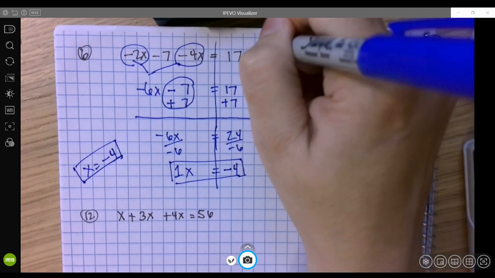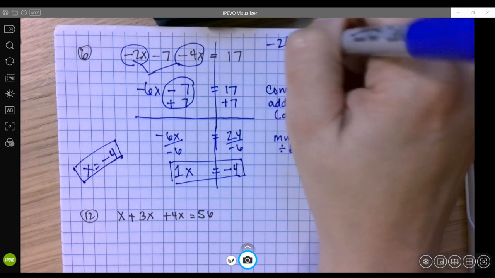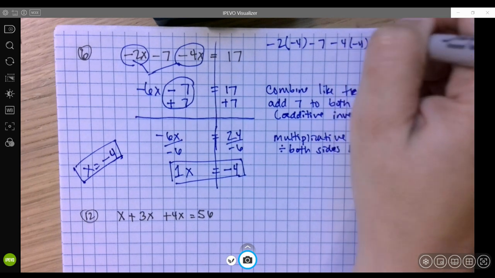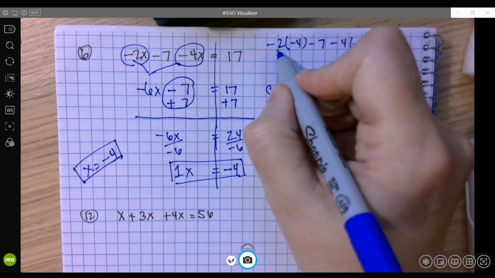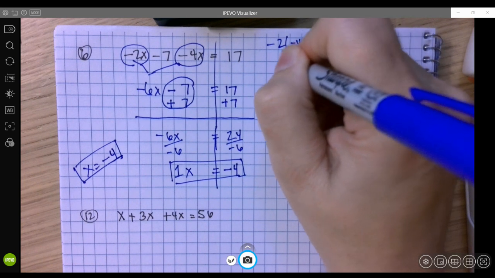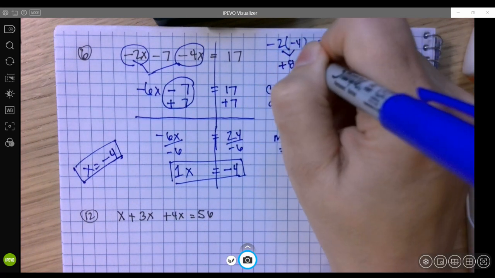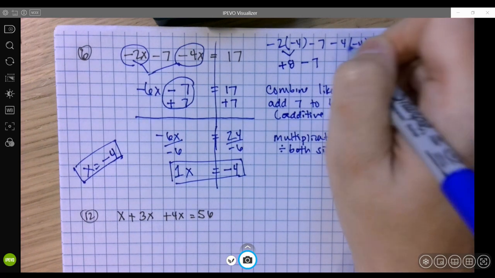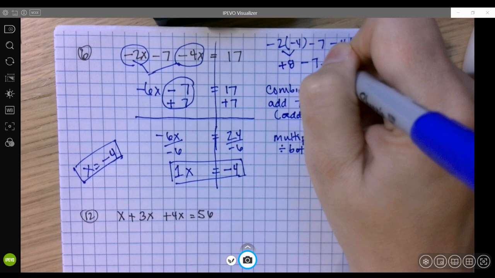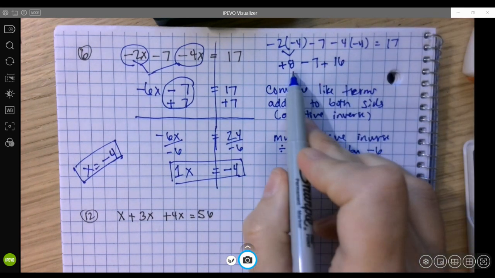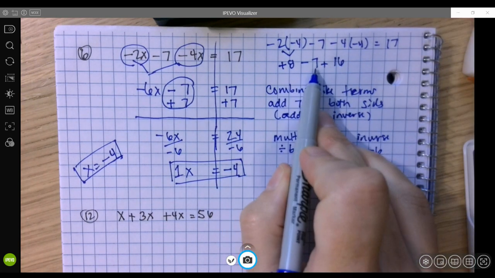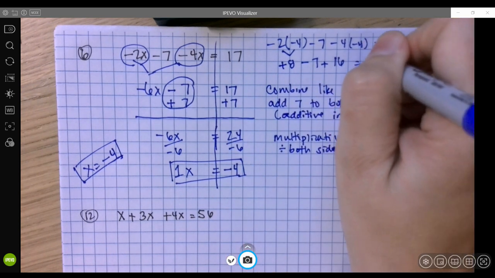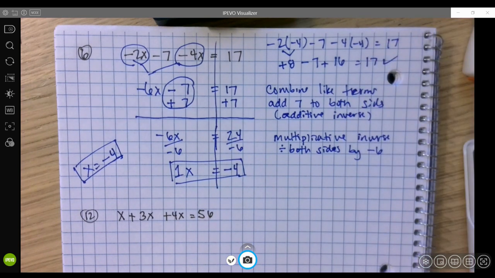And the way I could check this is negative 2 times negative 4 minus 7 minus 4 times negative 4 equals 17. Remember, a negative times a negative is a positive, so negative 2 times negative 4 is positive 8 minus 7. And then this is negative 4 times negative 4, which is positive 16. 8 minus 7 is 1. 1 plus 16 is 17. So that does equal 17. It is correct. Negative 4 is correct. Okay.